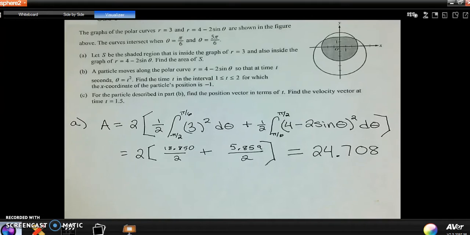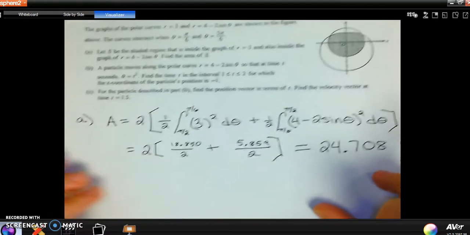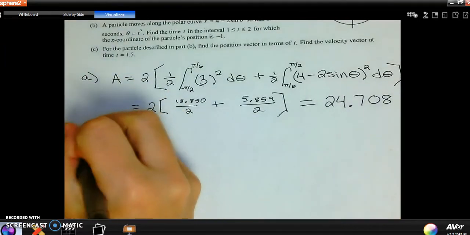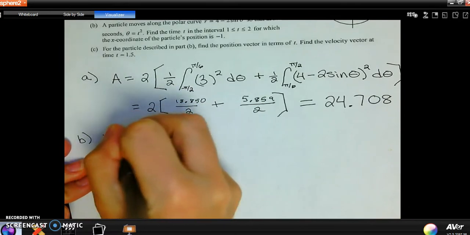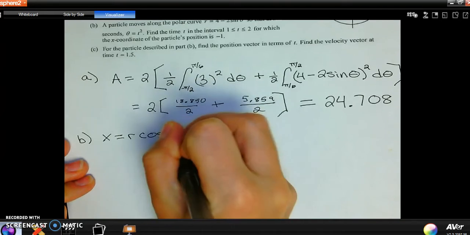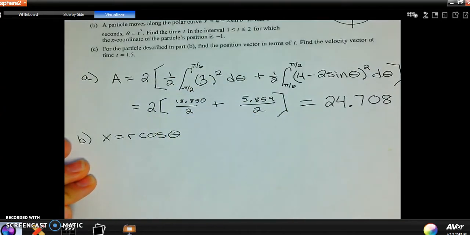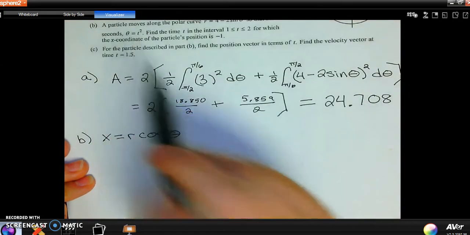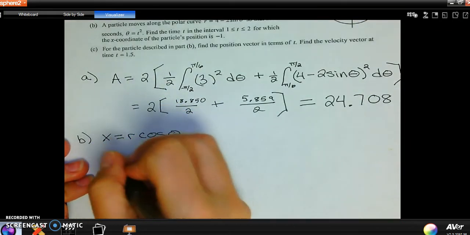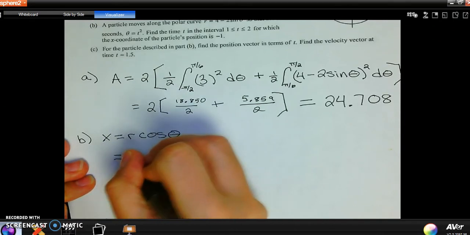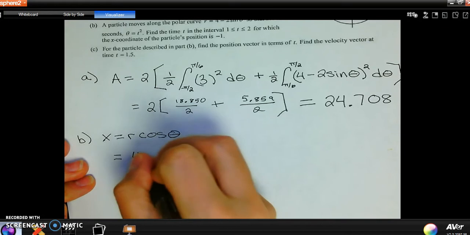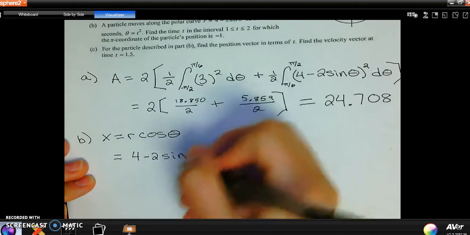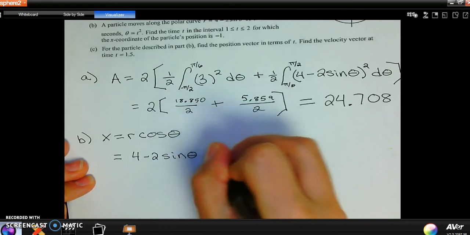So they're talking about the x-coordinate, and I know when I'm dealing with polar that x is r cosine theta. Let me just scooch this up here. So when they're talking about polar, I know that x equals r cos theta. That's one of our formulas. Now I have an r value, and they're also asking me to plug in theta equals t squared from up there. So when I plug that in, r is 4 minus 2 sine theta, cos theta.